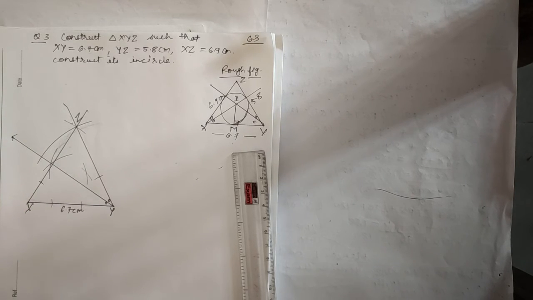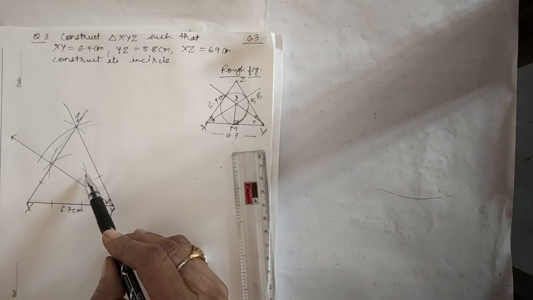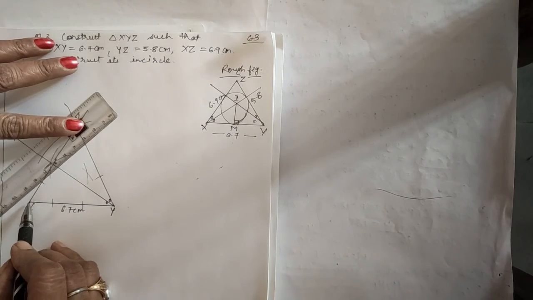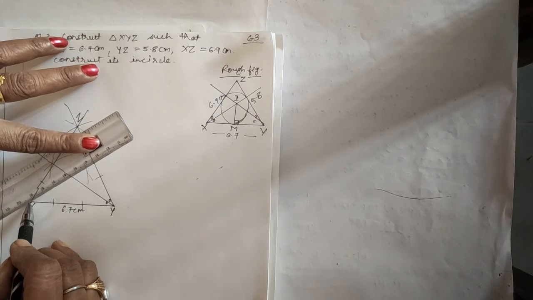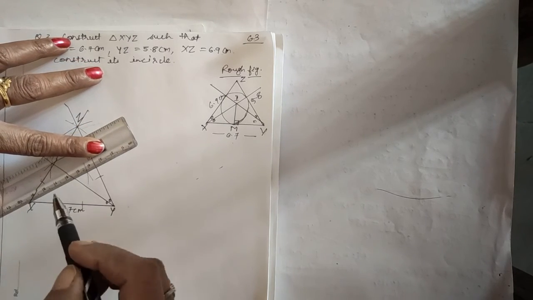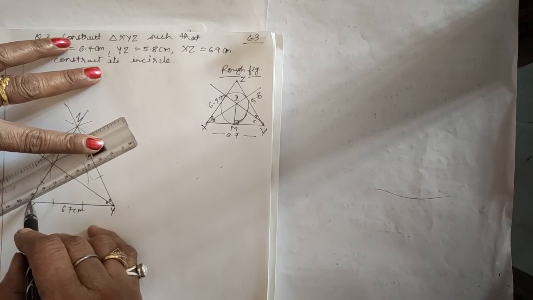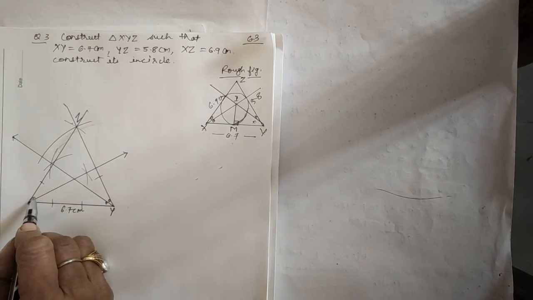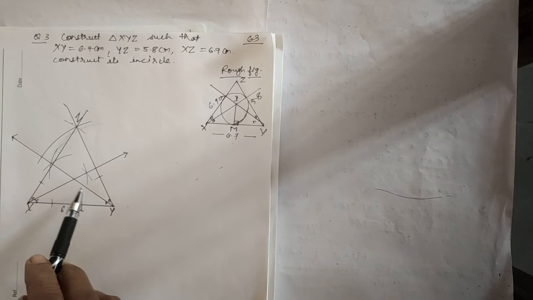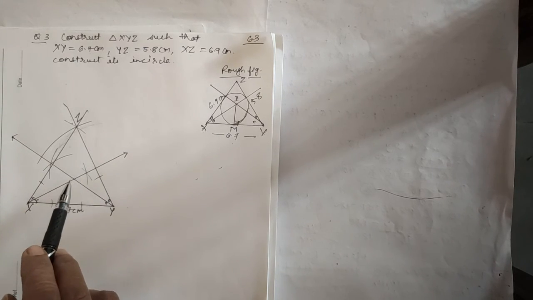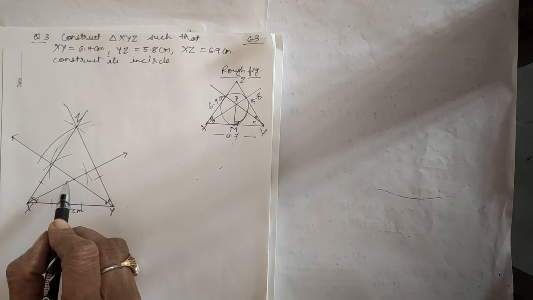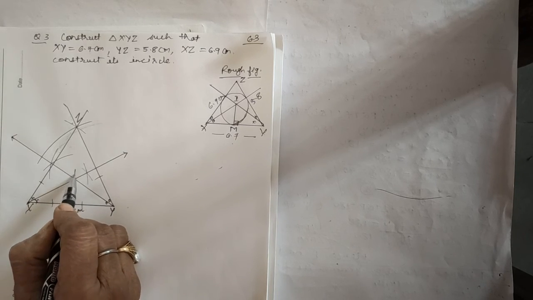So you can see children, here you have got the point of intersection. So draw a ray from X to this point of intersection. So here is your second angle bisector. Now you can see children, this angle bisector and this angle bisector, its point of intersection is this one, the point of intersection which is denoted by I.